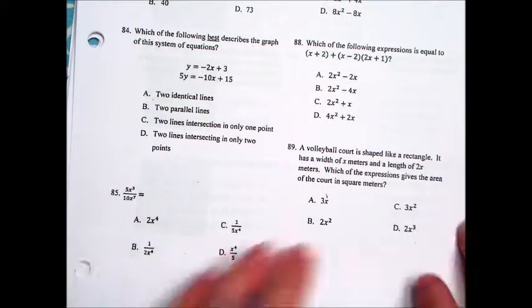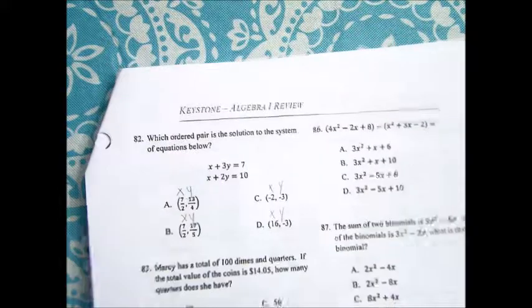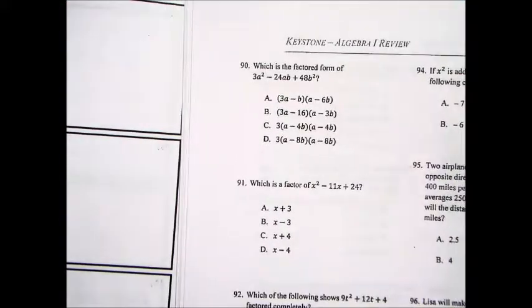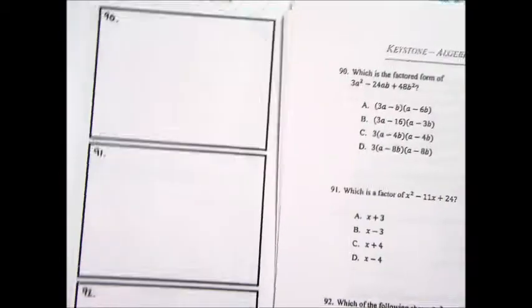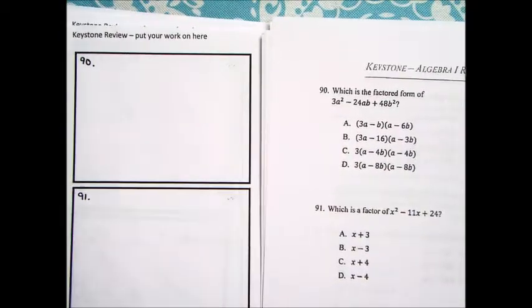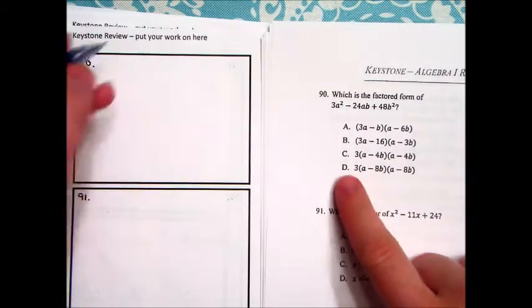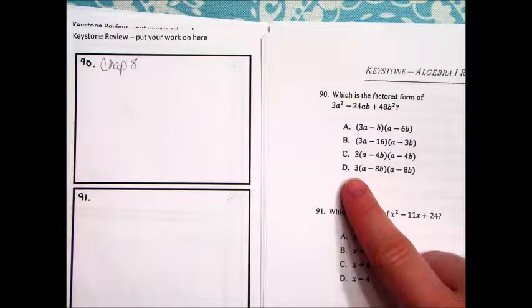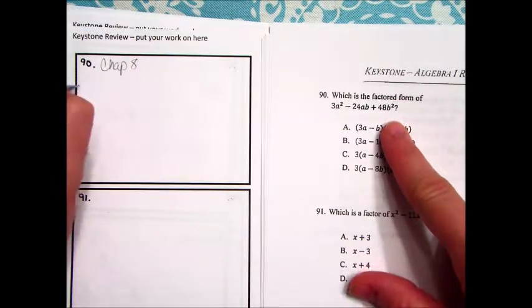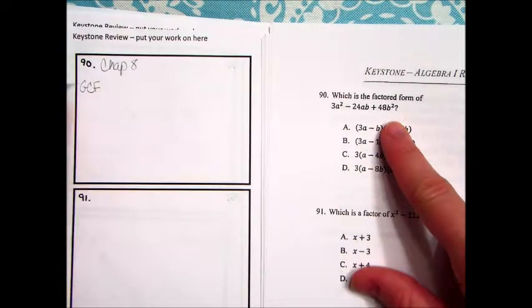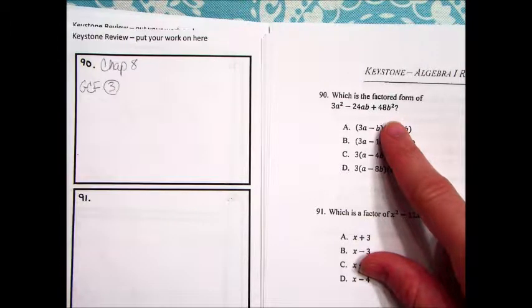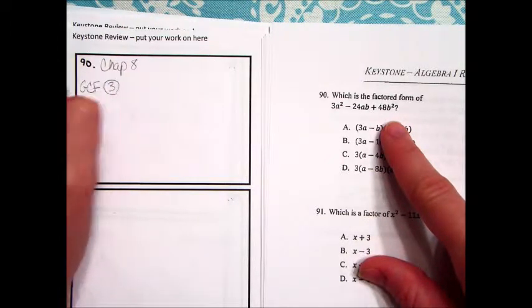Let's try 90. Number 90. What is the factored form of the expression? This is from Chapter 8, again, and they want us to factor it. So the first thing I'm going to look for is a GCF. Hopefully you remember that. And, oh, it does have a GCF of 3. So let's pull a 3 out and see what we get.